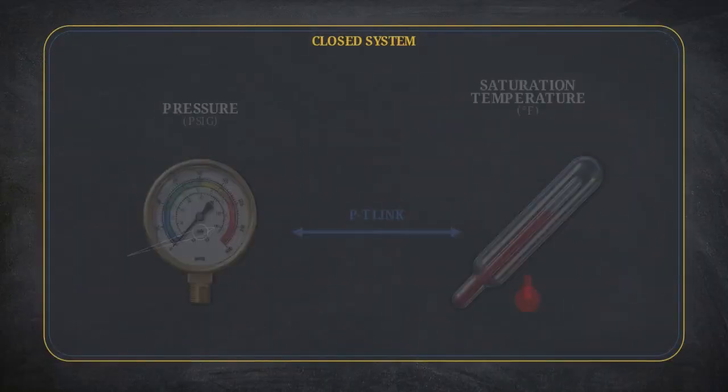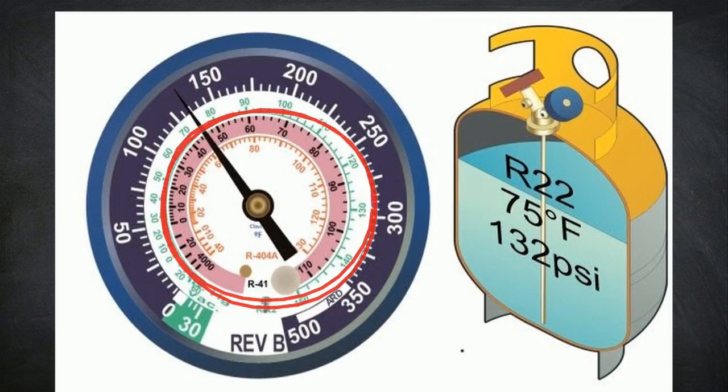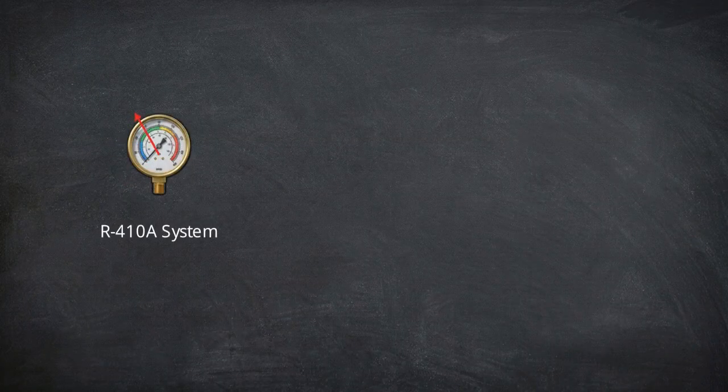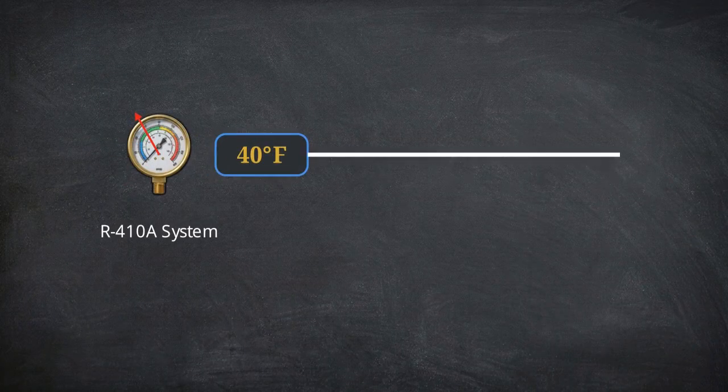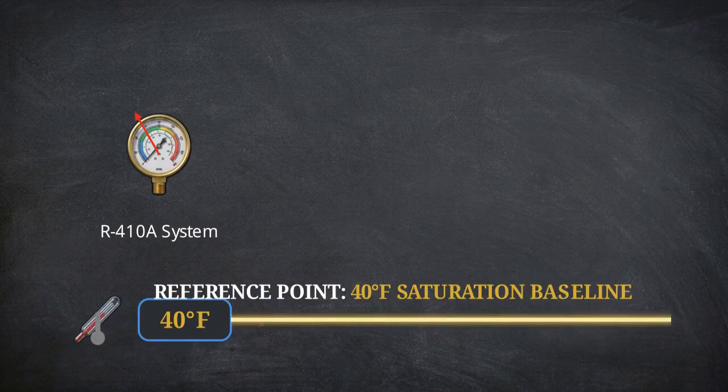This creates the pressure-temperature, or PT, relationship. In a closed system at saturation, knowing the exact pressure of the fluid allows us to determine its exact boiling or condensing temperature. You can see this on a PT chart or directly on your gauge ring. If you have a physical pressure reading of 132 psi on an R22 system, the saturation temperature is 75 degrees Fahrenheit. Establishing this saturation baseline is mandatory. Without knowing the exact temperature where the refrigerant changes state, calculating how efficiently the coils are working is impossible.